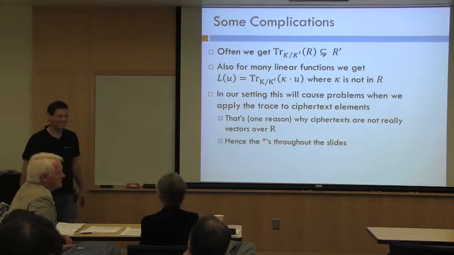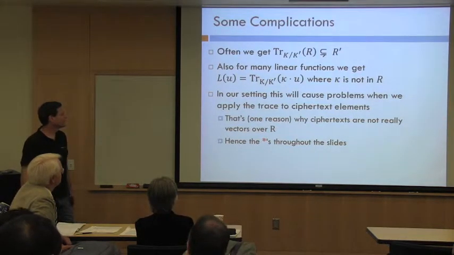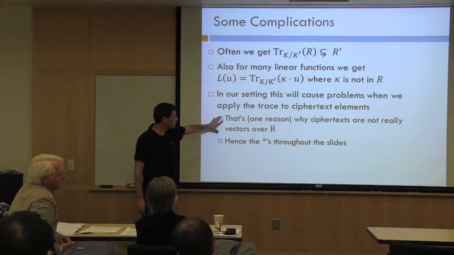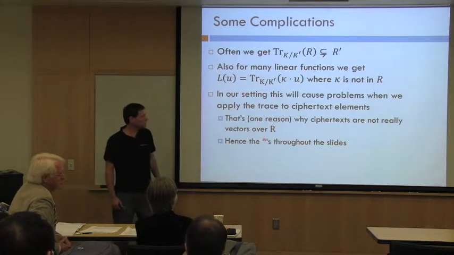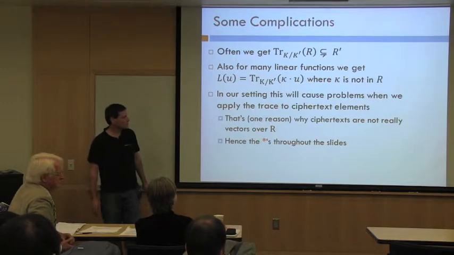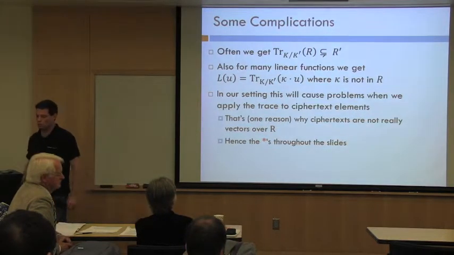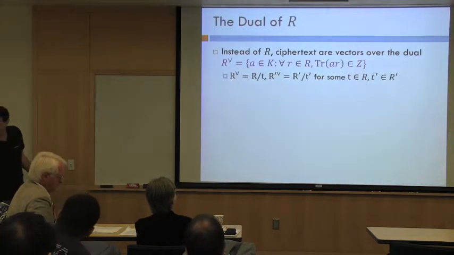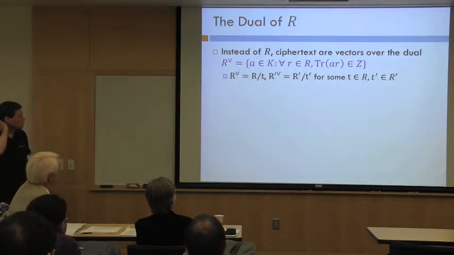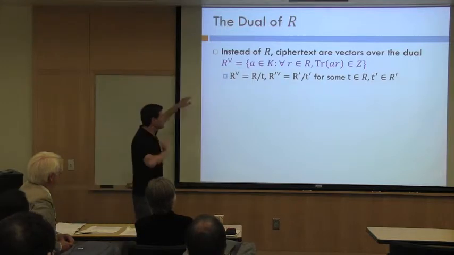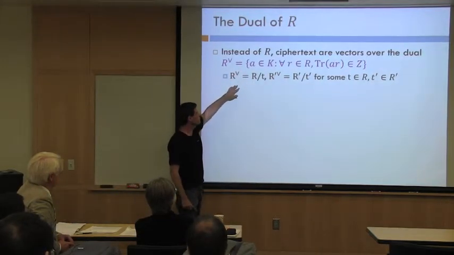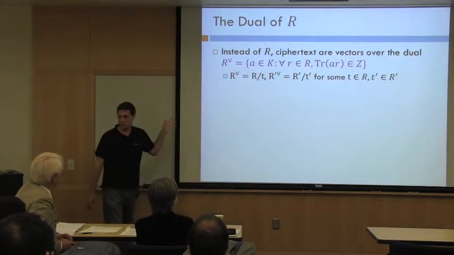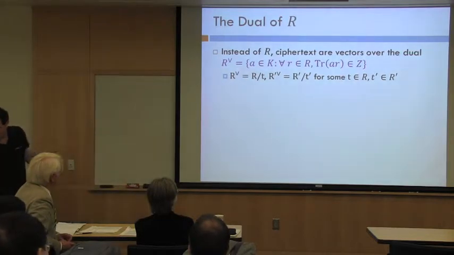Well, we can talk about it. Yeah. So that technicality is one reason why you don't necessarily want to make your ciphertext vectors over the ring of integers. Instead, you would use the dual. And the dual is, well, it's a dual. I don't want to say too much about it, other than the fact that it's actually a principal fractional ideal. So it is R over T, but T is not necessarily a rational integer, it's just an integer in the ring.